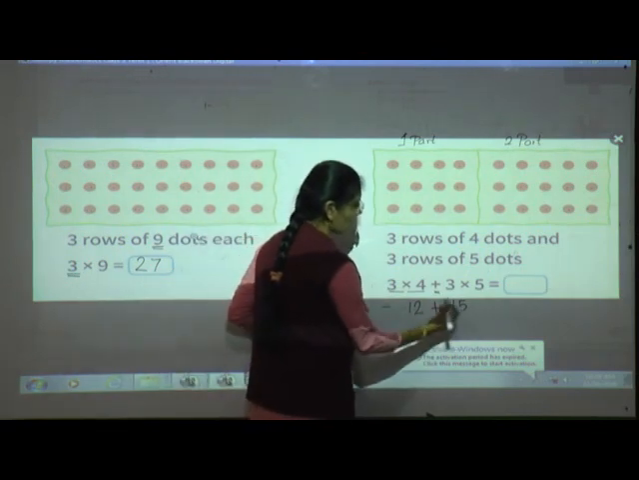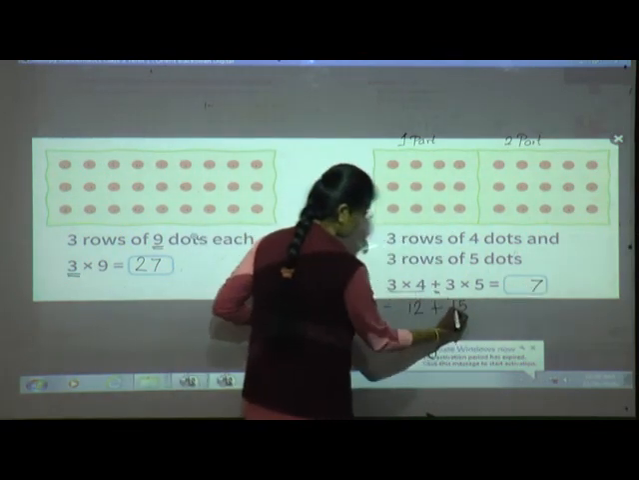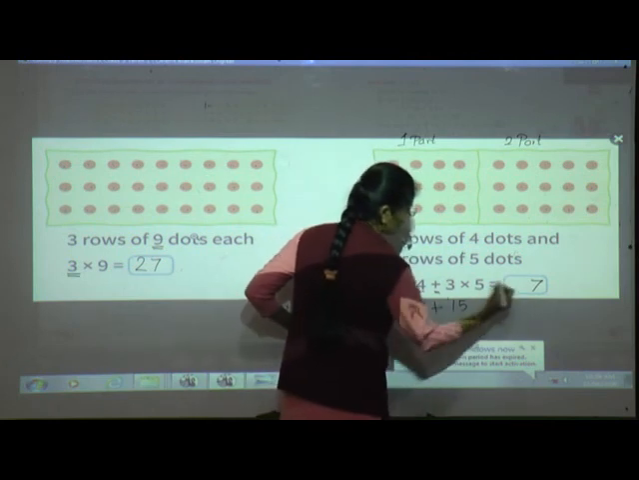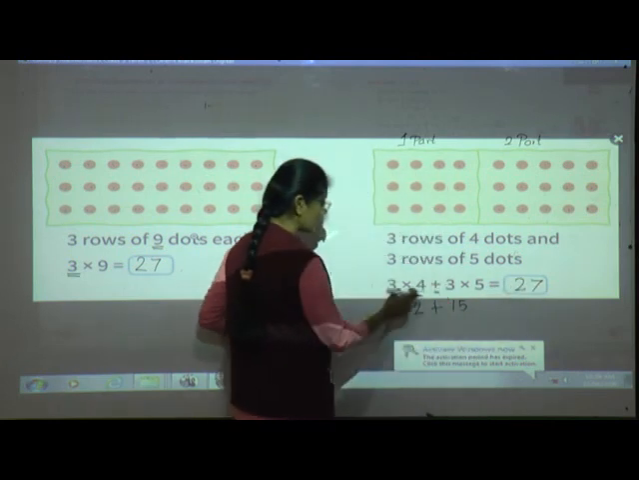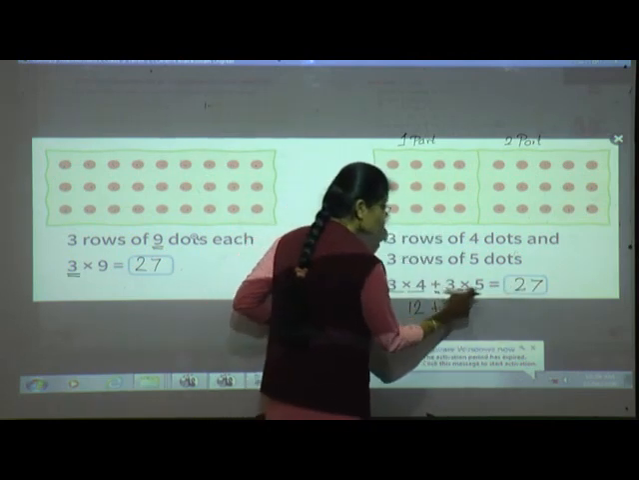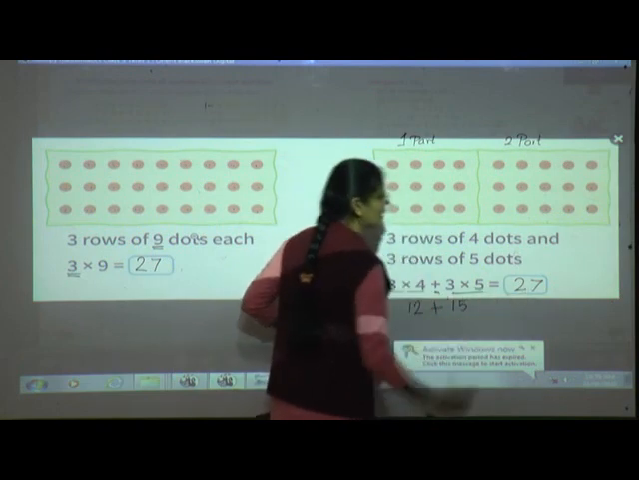5 plus 2, 7. 1 plus 1, 2. So 3 into 4 plus 3 into 5 is equal to 27.